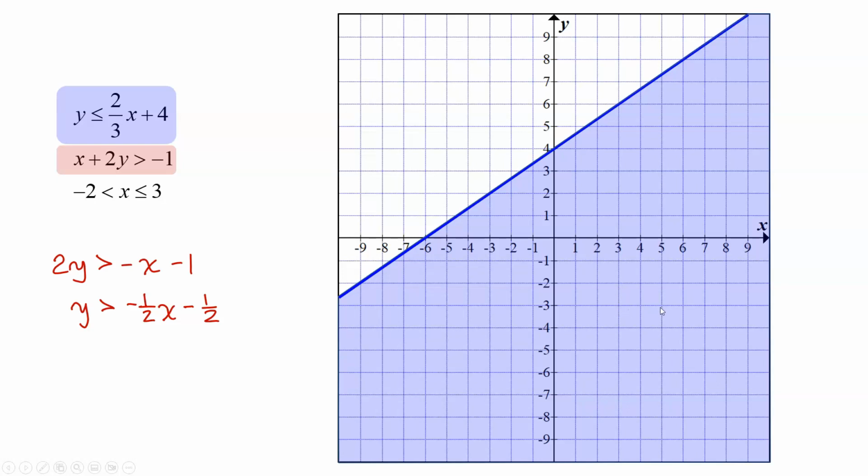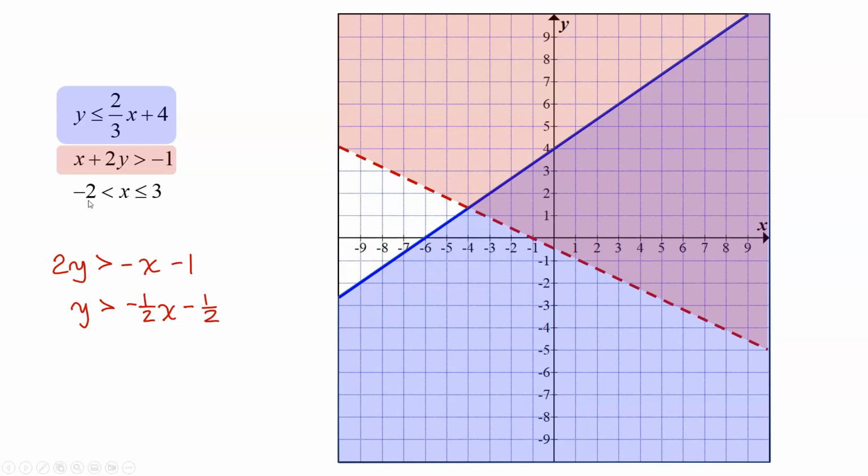But as I draw the line, it has to be a dashed line, and because it's greater than, it's going to be shaded above. So far, this would be a solution to the inequality for these two, because this region here makes both of these inequalities true at the same time, whereas anything that falls outside does not.